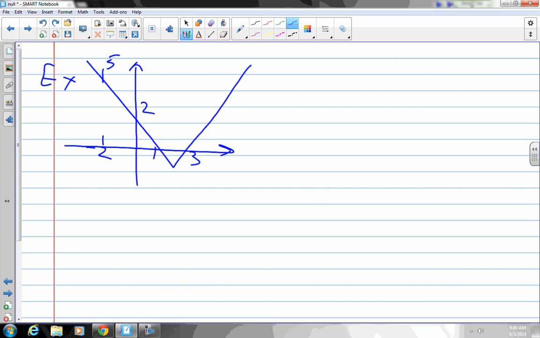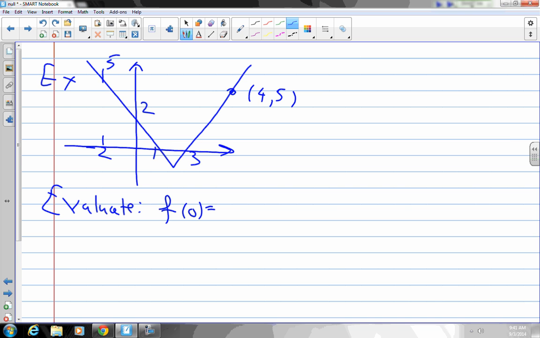What works here? So I can ask you things like this. Can you evaluate things like f of 0?